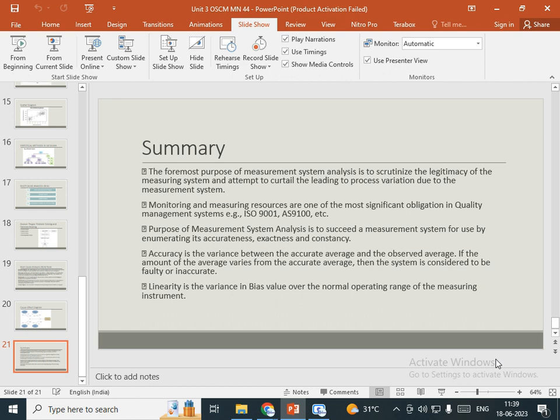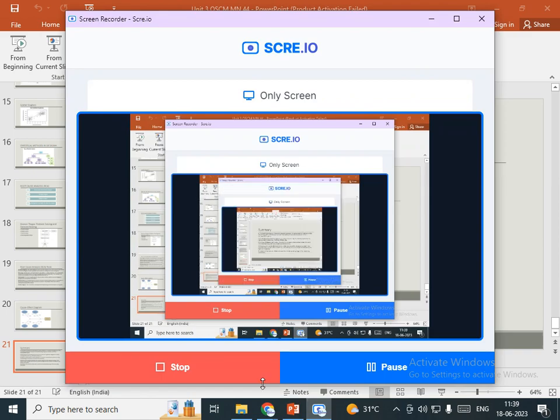A cause and effect diagram reviews the events which have previously taken place or are yet to occur. So with this, we have finished this particular chapter.